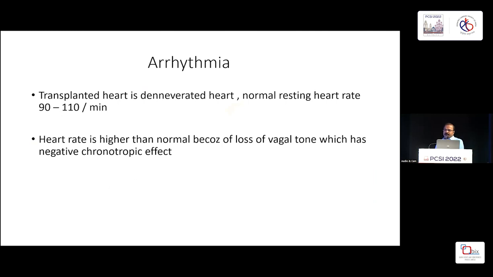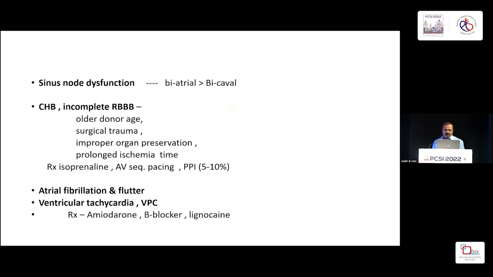Arrhythmias: a transplant heart is a denervated heart, so the normal heart rate is a little on the higher side because of the loss of vagal tone. Sinus node dysfunction is common, especially in the initial days with the bilateral atrial anastomosis. But nowadays, most of the centers are doing bicaval anastomosis, so we don't see much sinus node dysfunction.